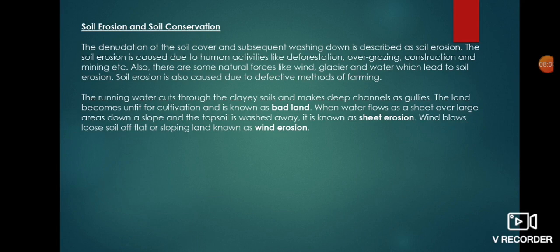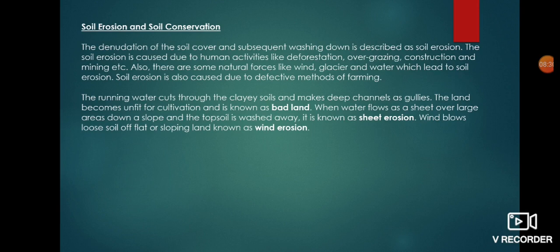What is soil erosion? The denudation of the soil cover and subsequent washing down is described as soil erosion. Soil erosion is caused by human activities like deforestation, overgrazing, construction and mining activities. Besides that, some natural forces are also responsible for soil erosion, like wind, glaciers and water.